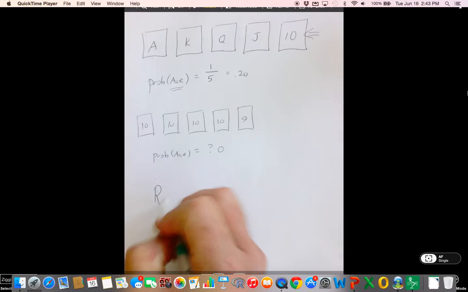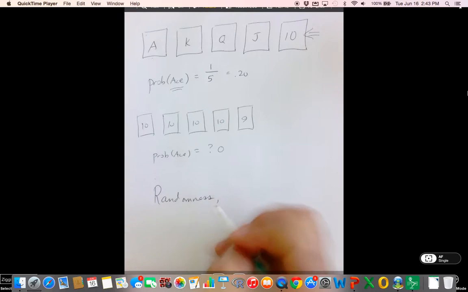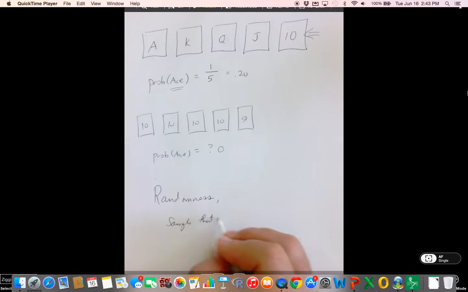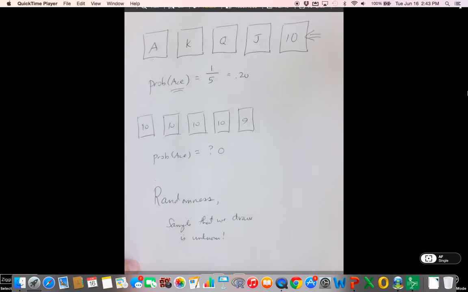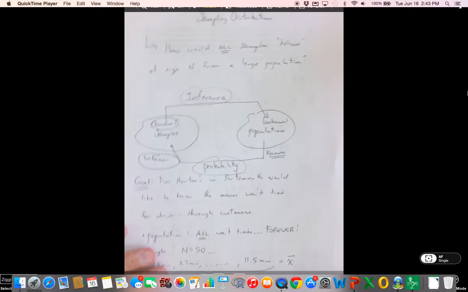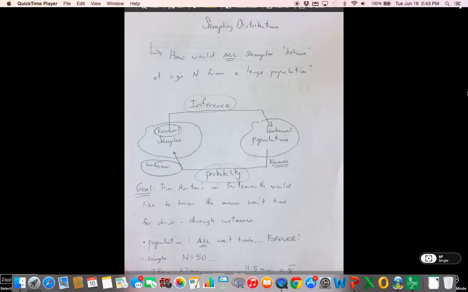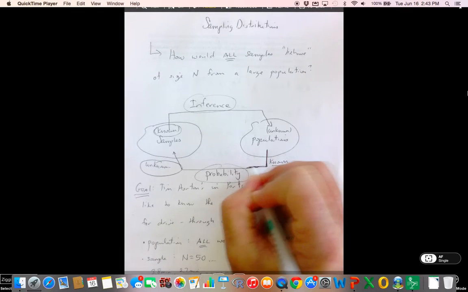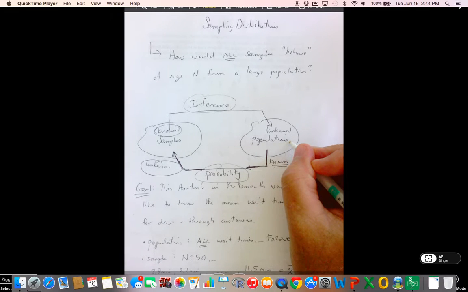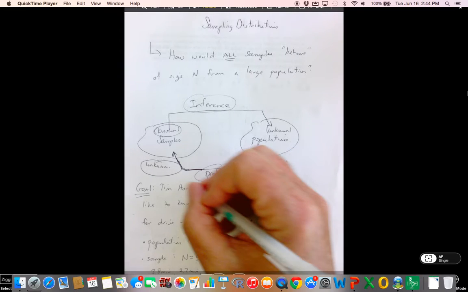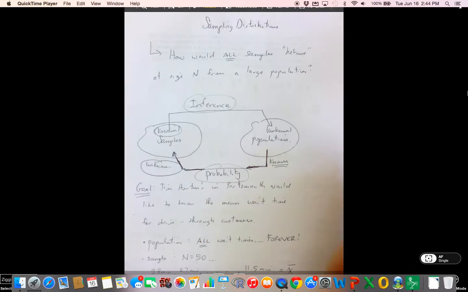But if we have true randomness, our sample that we draw is unknown. We don't know what we're going to get from our population because, again, with true randomness, the sample that we draw is unknown. So, guys, going back to the original drawing, before we get into inference, we're going to get into this thing called sampling distributions. And sampling distributions ultimately relies on this relationship right here, that when we know the population we're drawing from, we can determine the probability of getting a particular sample from it using, again, the laws of probability, or at least the properties of probability.